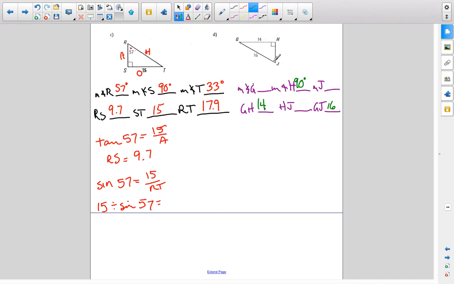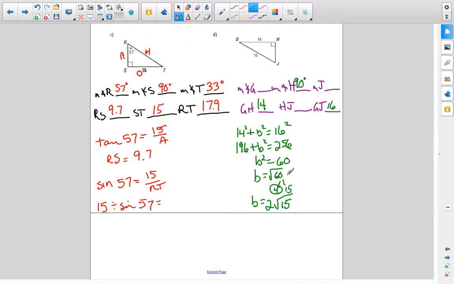Since I have one leg, I want the other leg, and I have the hypotenuse, I can use a squared plus b squared equals c squared. 14 squared is 196 plus b squared equals 16 times 16, which is 256. When I subtract the 196 from both sides, I have 60 left over. So b is the square root of 60, and 4 goes into 60 15 times. So b equals, the square root of 4 comes out, and that's 2. 15 stays in jail. So our missing side, HJ, is 2 root 15.